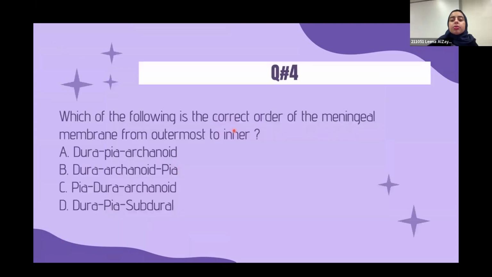Which of the following is the correct order of the meningeal membranes from outermost to innermost? So outermost to innermost is dura, arachnoid, and then pia. Great, B, exactly.